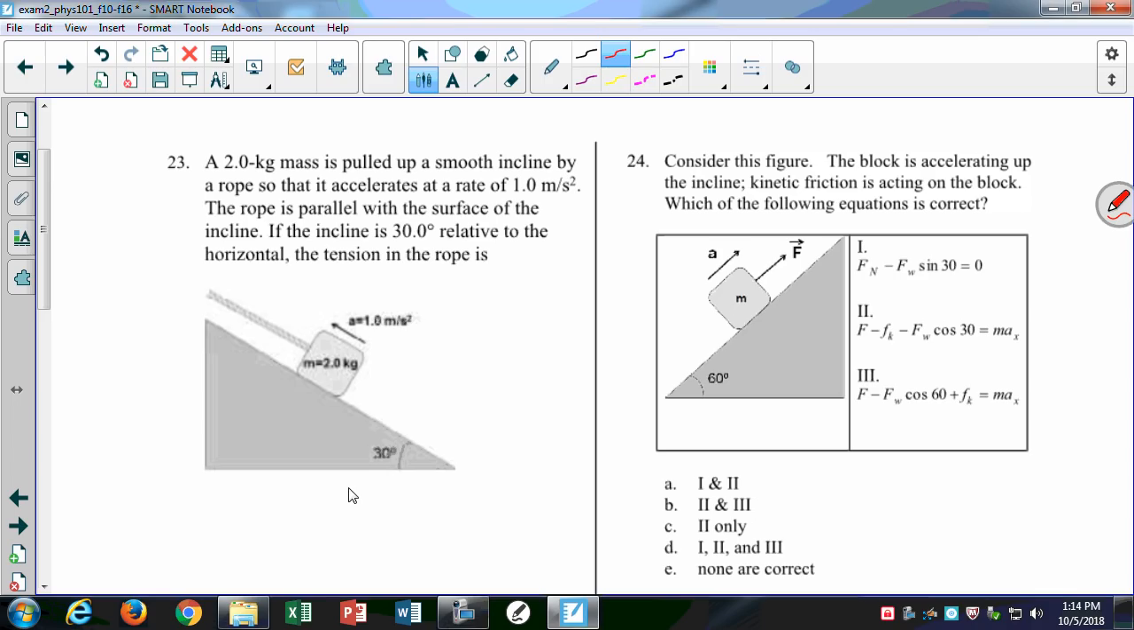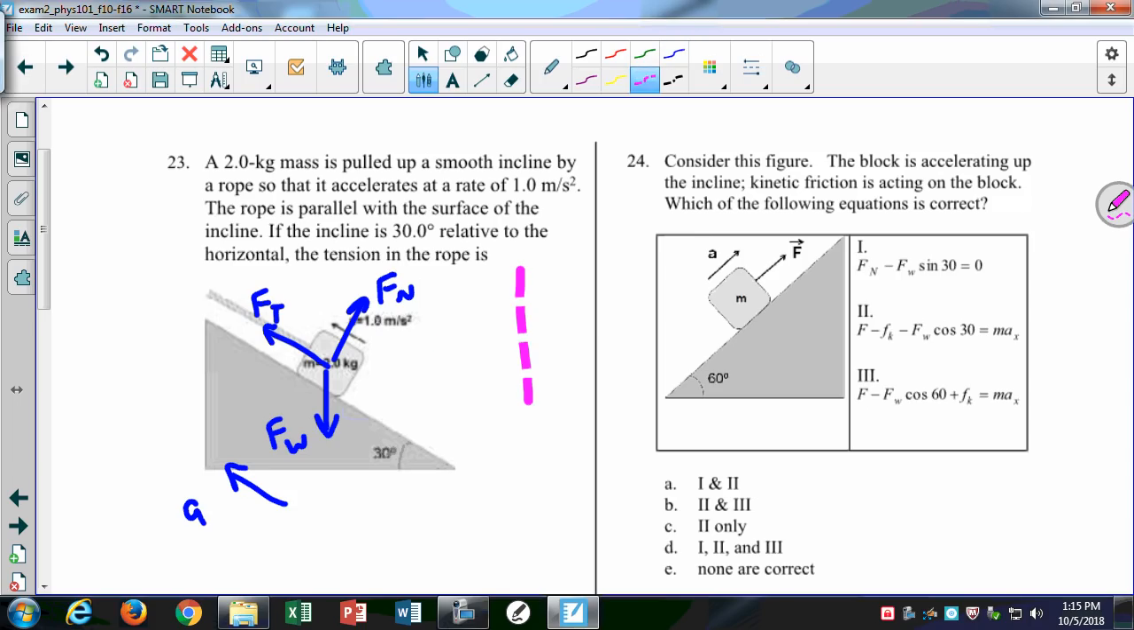So let's just draw our forces. There's our weight, Fw. There's our tension, Ft. And there's our normal force, Fn. And it's accelerating in this direction. And then we can draw our coordinate system. On our coordinate system, we have Ft, Fn, and then our weight breaks into two parts, Fw cosine of 60 and Fw sine of 60.